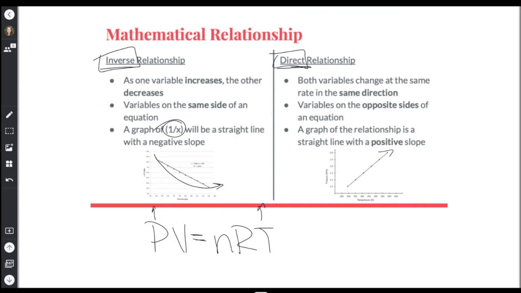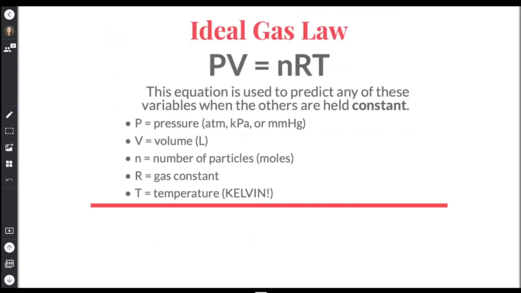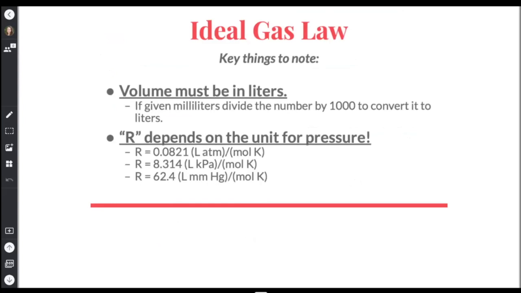I know most of you are still familiar with this, but we're getting to some parts that I want you all to look at. Ideal gas law. So remember, this is the one that has our R value. And R is dependent on the unit for pressure. A lot of questions on this. So ATMs, we're going to use 0.0821. KPAs was 8.314. And then if your pressure is given or asked for in mmHg, 62.4.